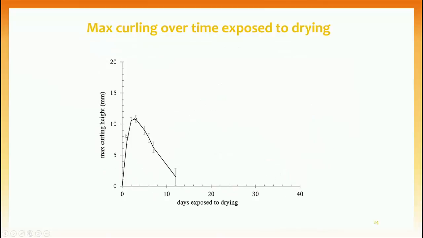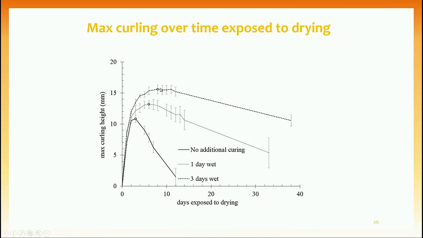So if I just show the maximum curling versus the days that I measured those curling on a graph like this, you can see for wet curing, it curls up to a maximum after about 4 days, and then it curls down. As you increase the wet curing, the magnitude of the maximum curling and also the time to reach the peak of deflection increase.